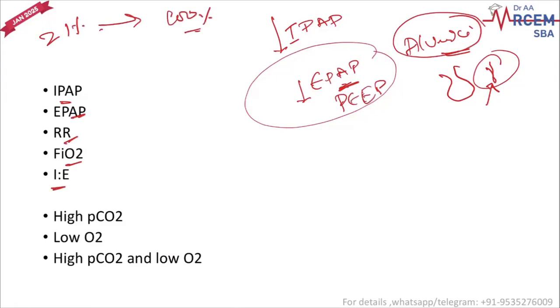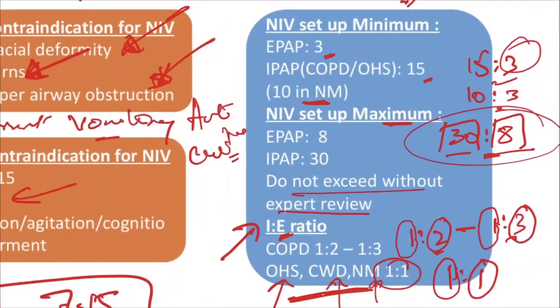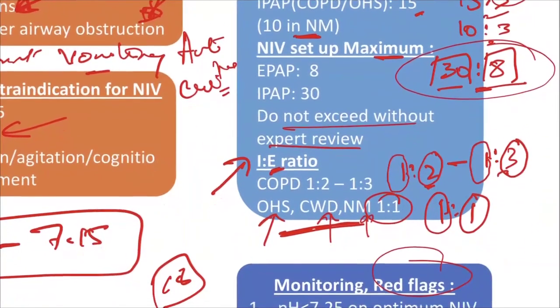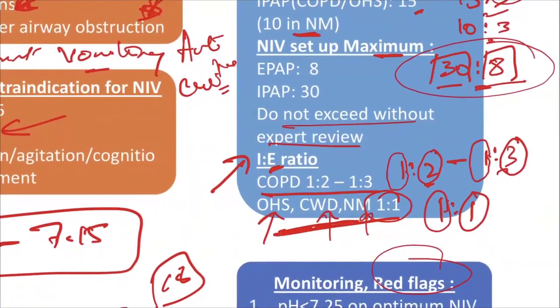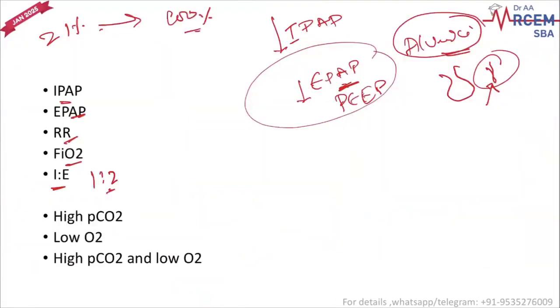Inspiratory to expiratory ratio, we kind of fix it to 1:2, depending on what I've told you. We do not usually change it around. COPD 1:2, we keep it. Other disorders, usually we keep it 1:1. We do not mingle with it.